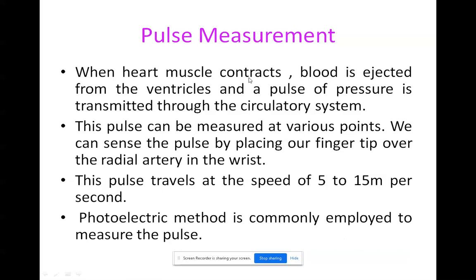So, when the heart muscle contracts, blood is ejected from the ventricle and a pulse of pressure is transmitted through the circulatory system. So while your heart muscle is contracting, the blood will be moved from the ventricle part of the heart so that a pulse will be created. That is nothing but pressure, which will be transmitted throughout the circulatory system. So, that will be heard as a pulse, okay, in the heart.